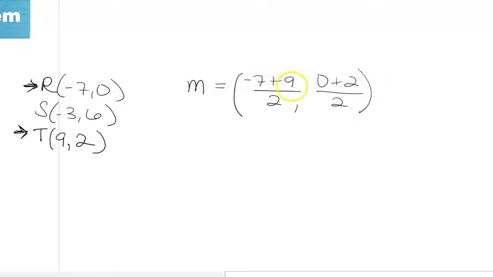Okay, so then you have -7 plus 9 is 2, divided by 2 is 1. And then 0 plus 2 is 2, divided by 2 is 1 again. So my coordinate for point M is (1, 1).